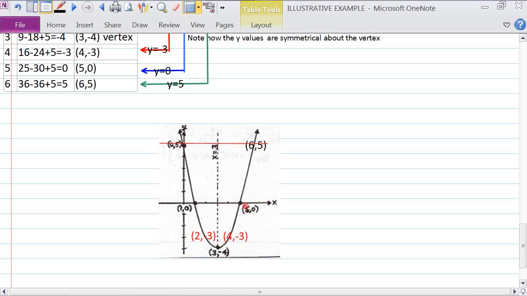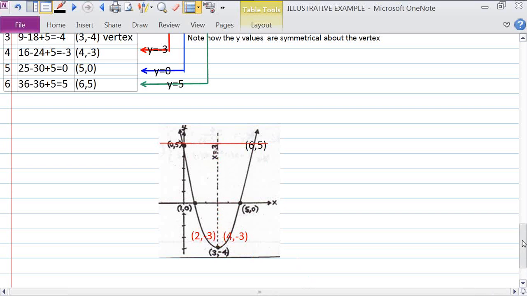Here we have 6, 5, right here. And here is 5, 0. And then we go to 4, minus 3 and 3, minus 4. There's the thing. Notice the symmetry here. The y values are the same here. The y values are the same here. The y values are the same here. Okay, and there's the axis of symmetry right there.